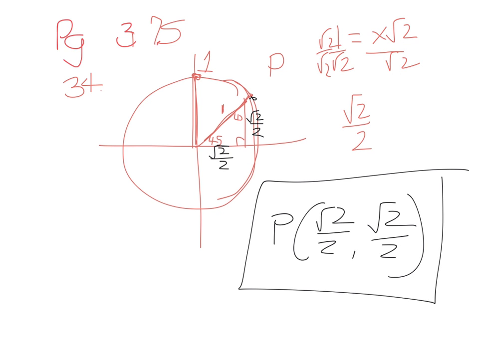And P is that point up there, right? Cross it over, this point. We good with that? Yeah.